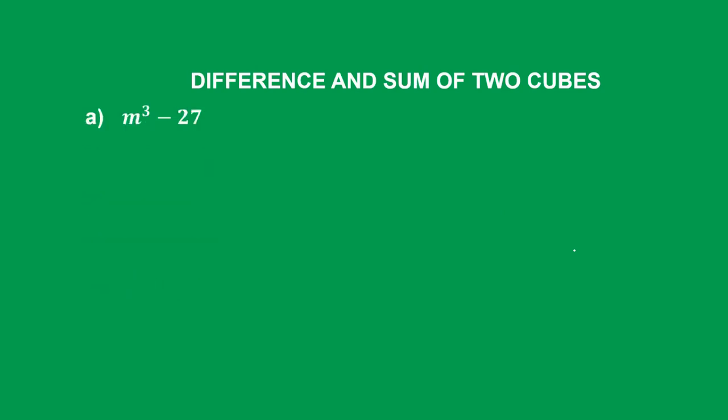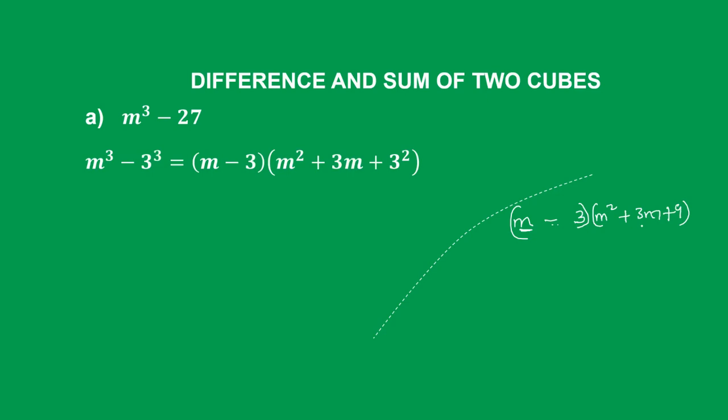Let's do this together. So we have m cubed minus 27. Cube root of m cubed is m. Cube root of 27 is 3. So the first bracket is going to be m minus 3. That's the first bracket. Square the m. Change sign. 3 times m. Always positive. 3 squared is 9. See that? Get that? They've factorized. Then the second one.